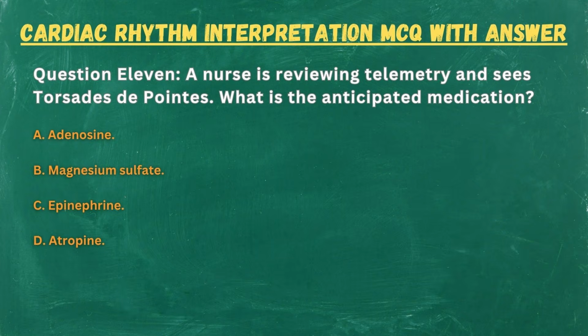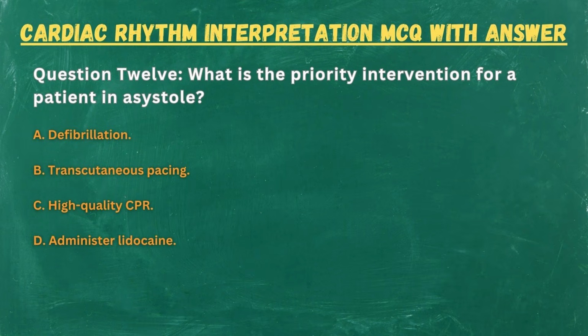Question 11. A nurse is reviewing telemetry and sees torsades de pointes. What is the anticipated medication? A. Adenosine. B. Magnesium sulfate. C. Epinephrine. D. Atropine. Answer: B. Magnesium sulfate.